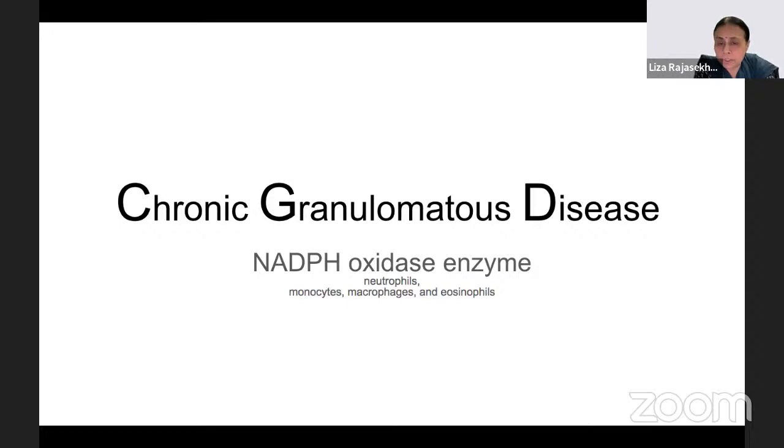This enzyme is present in neutrophils, monocytes, macrophages, and eosinophils. And when it works well, then it leads to the production of superoxide anions and reactive oxygen species. And it is these molecules which help to kill the microbes. And once this is fully functional, then this part of the innate immunity is responsible for clearing many organisms without the need of the humoral arm.